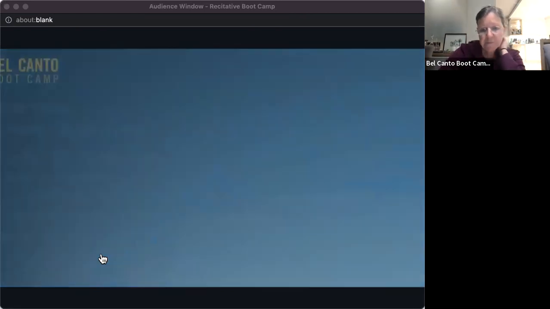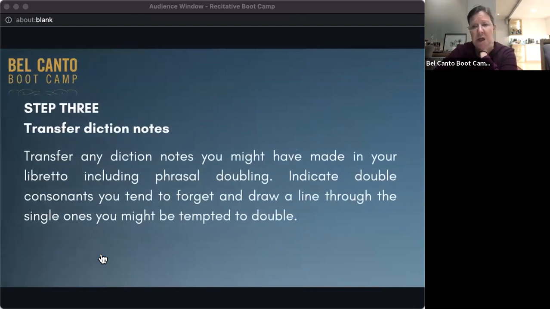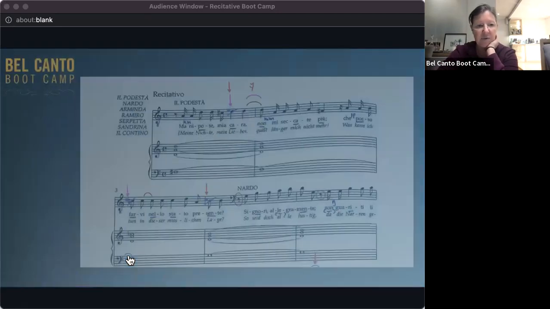Step three, transfer your diction notes. If you made notes in your libretto, including phrasal doubling, that you are afraid you will forget once you start working from your score, please move them into your score and indicate the double consonants you tend to forget and draw a line through the single ones. You might be tempted to double, yeah? We're going to practice that in a hot second with Derek.